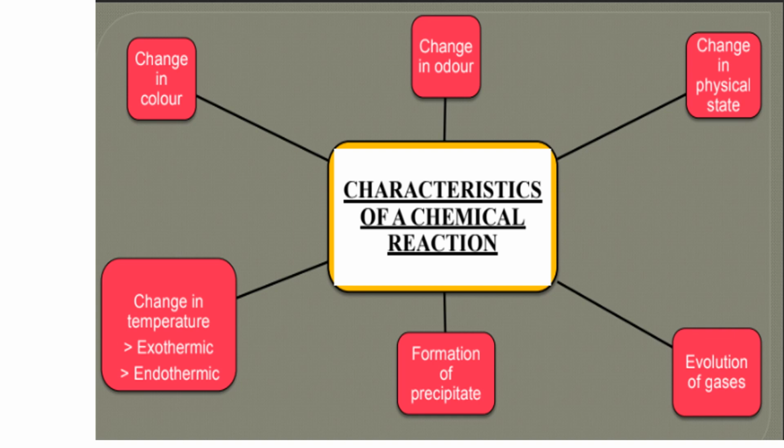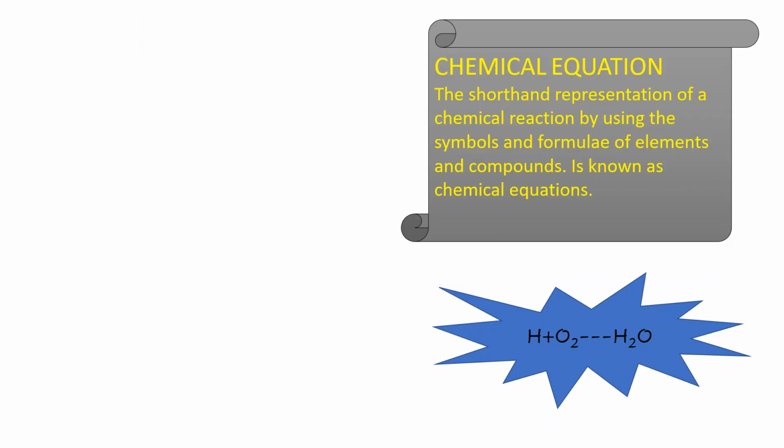We can know about different characteristics of chemical reaction, that is formation of precipitate, evolution of gas, change in physical state, change in odor, color, or temperature. In temperature, there are two ways, like absorption of heat or release of heat. So, absorption of heat comes under endothermic reaction, while release of heat comes under exothermic reaction.